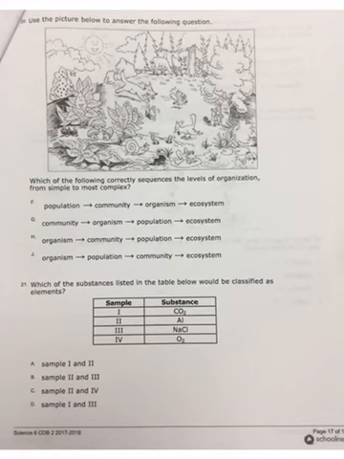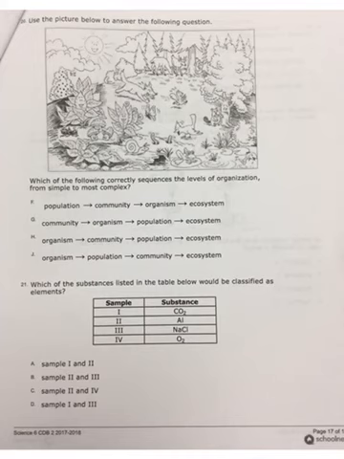Number 20. Use the picture below to answer the following question. Which of the following correctly sequences the levels of organization from simple to most complex? F, population to community to organism to ecosystem. G, community to organism to population to ecosystem. H, organism to community to population to ecosystem. J, organism to population to community to ecosystem.